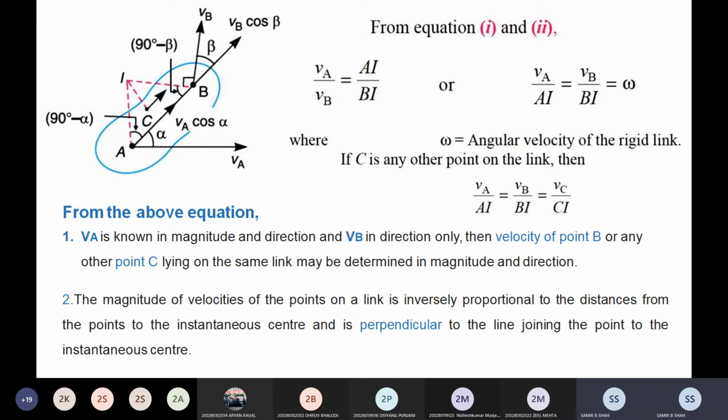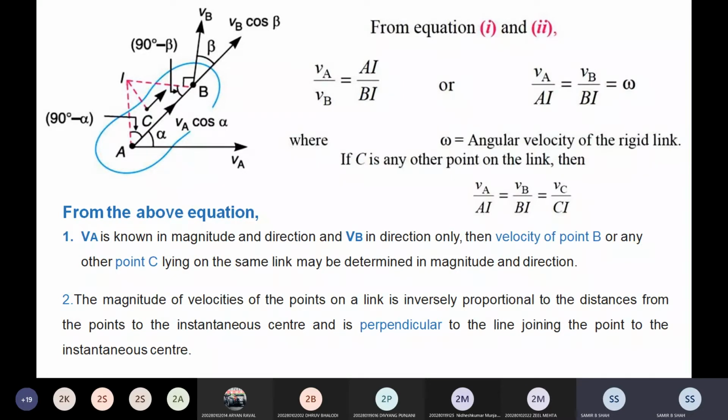If we consider AI as a radius and BI also as a radius, then that ratio is known as the angular velocity of the rigid link. So we consider that VA divided by AI is equal to VB divided by BI is equal to omega. If C is another point, then in this case we consider the equation for the eye center method: VA divided by AI is equal to VB divided by BI is equal to VC divided by CI, and if suppose D is there, then VD divided by DI.